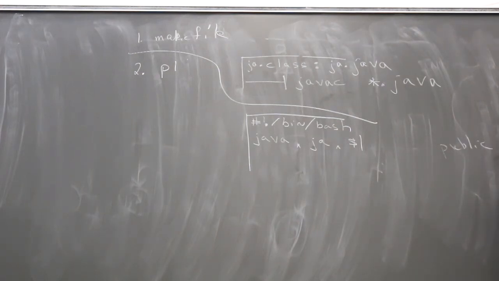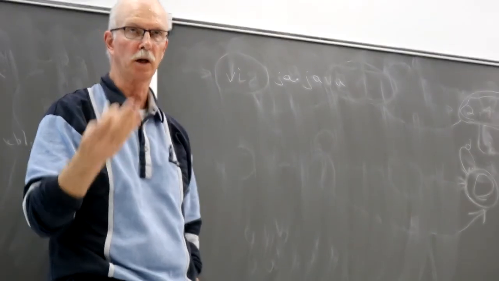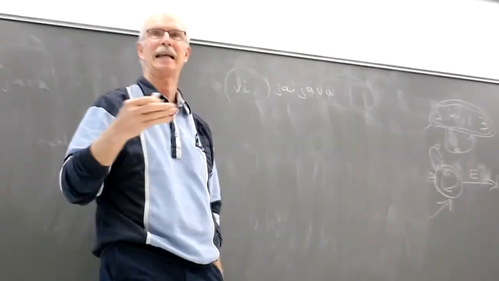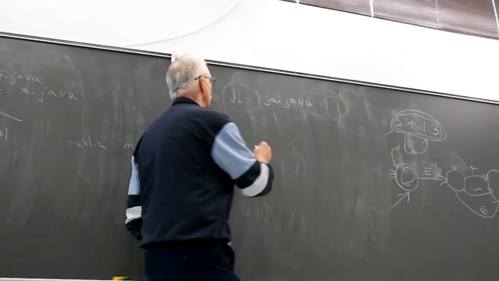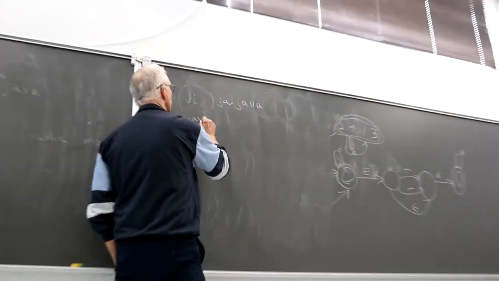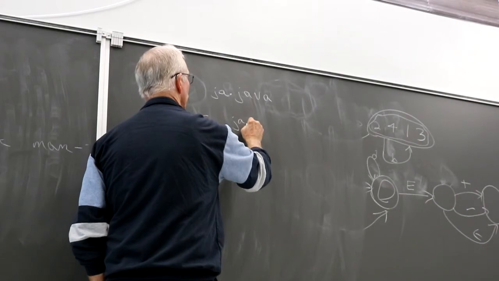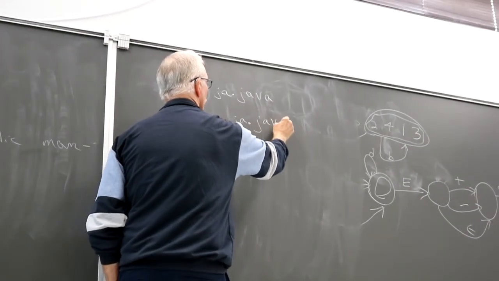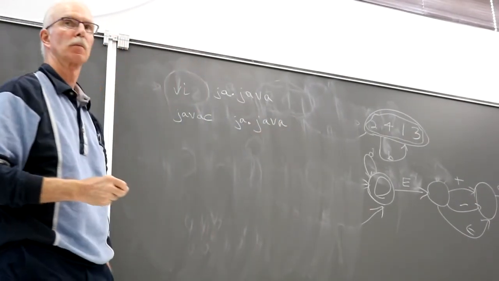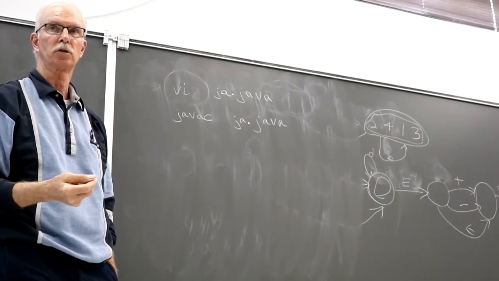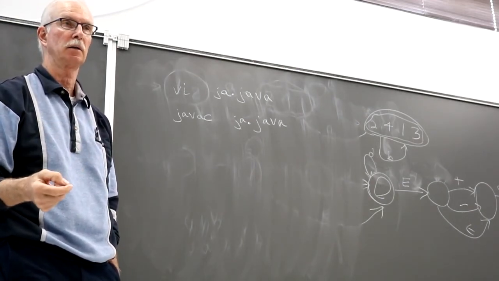So if I edit JA.java and I write my Java program, I've got a file called JA.java. If I typed in javac JA.java, it creates JA.class.